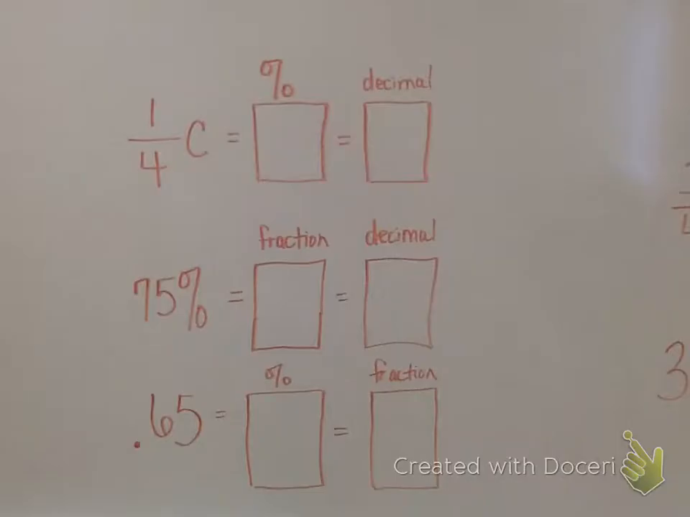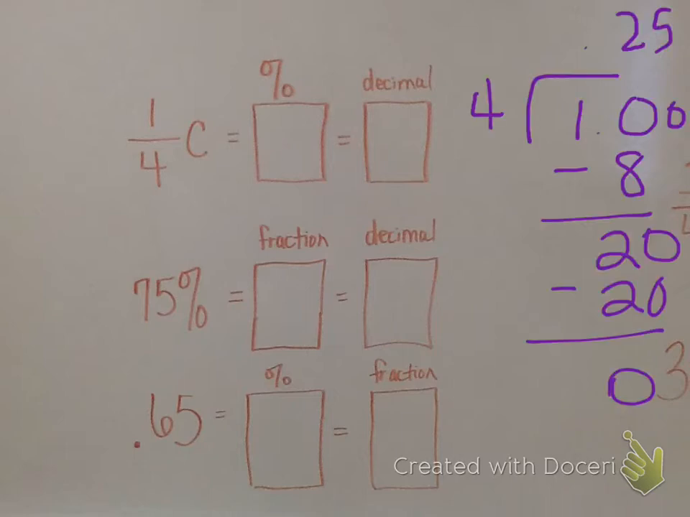So if you look at this very first problem, we're going to convert a fraction to a percent and a fraction to a decimal. We're going to be looking at 1/4. If a recipe called for 1/4 of a cup and I needed to make that a percent or I needed to make that a decimal, we're going to explore how to do that today.